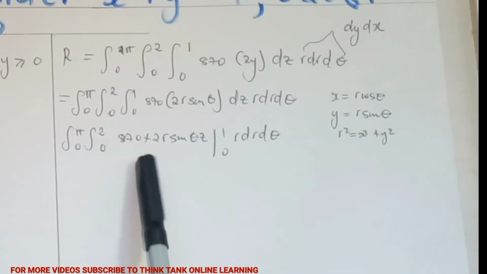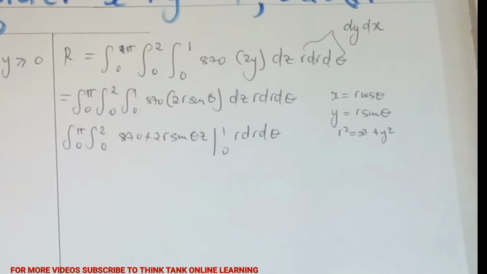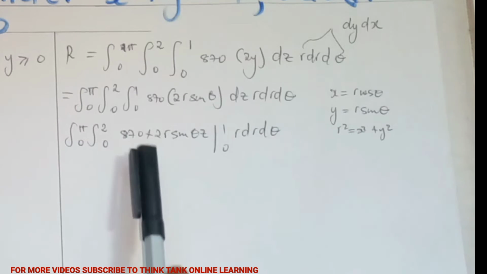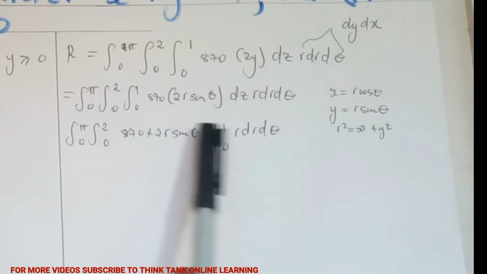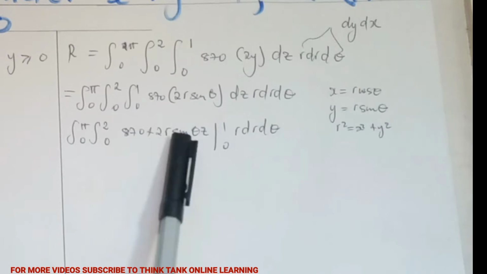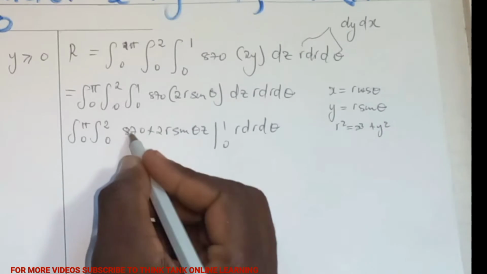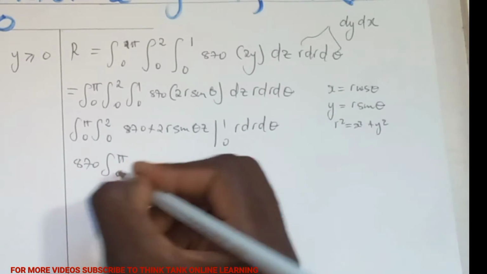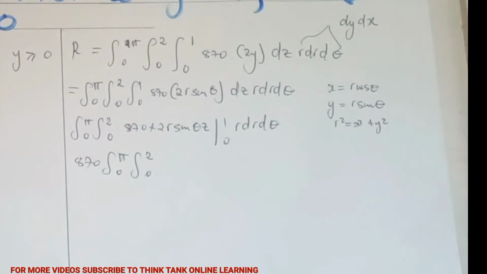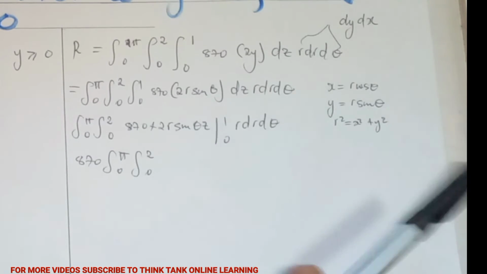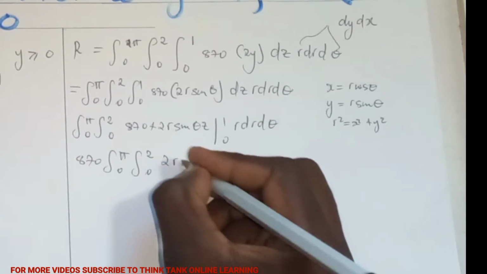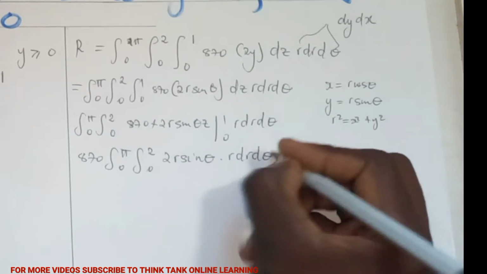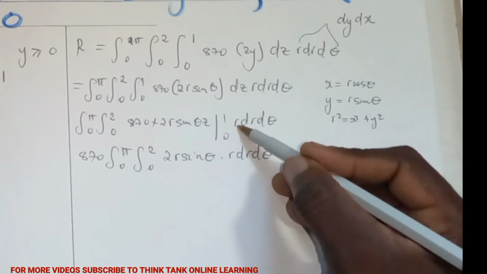Okay, since 870 is a constant, I'm going to pull it out. And if I say upper bound minus lower bound, you're going to just replace z with 1 and z with 0. And if you replace z with 0, this number is going to become 0. And I'm going to pull my constant, which is the density, 870, integral from 0 to pi, 0 to 2. And if I do my substitution here, upper bound minus lower bound, I'm going to get 2r sine theta r dr d theta.